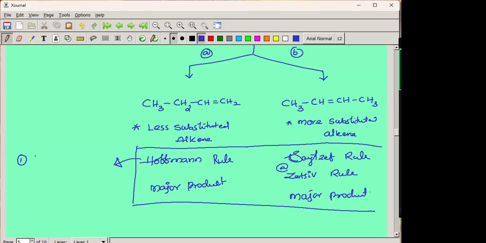So the first condition: eliminating group. What are the conditions here? The eliminating group is a small group. If the eliminating group is a smaller group, then that is considered a Hofmann product. Always the Hofmann product is the major product. Condition number 1, this one.